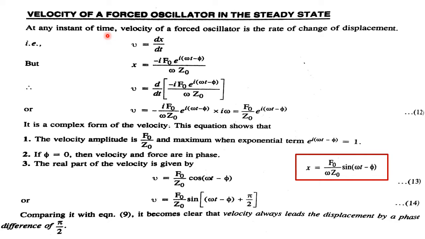All right. So now we'll discuss how the velocity of the forced oscillator in steady state is behaving. Let us see it now. At any instant of time, you know that velocity is the rate of change of displacement, and we know that the displacement value for the forced oscillator, which was the solution of the differential equation of the forced oscillator, is x equal to minus i f naught e raised to the power i omega t minus phi, divided by omega z naught.